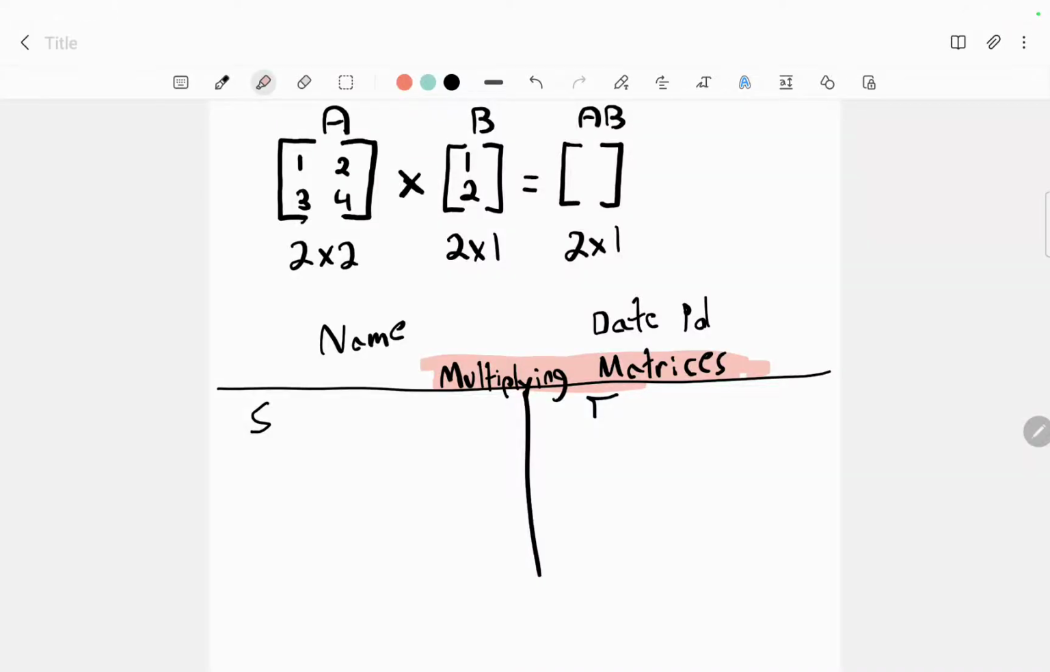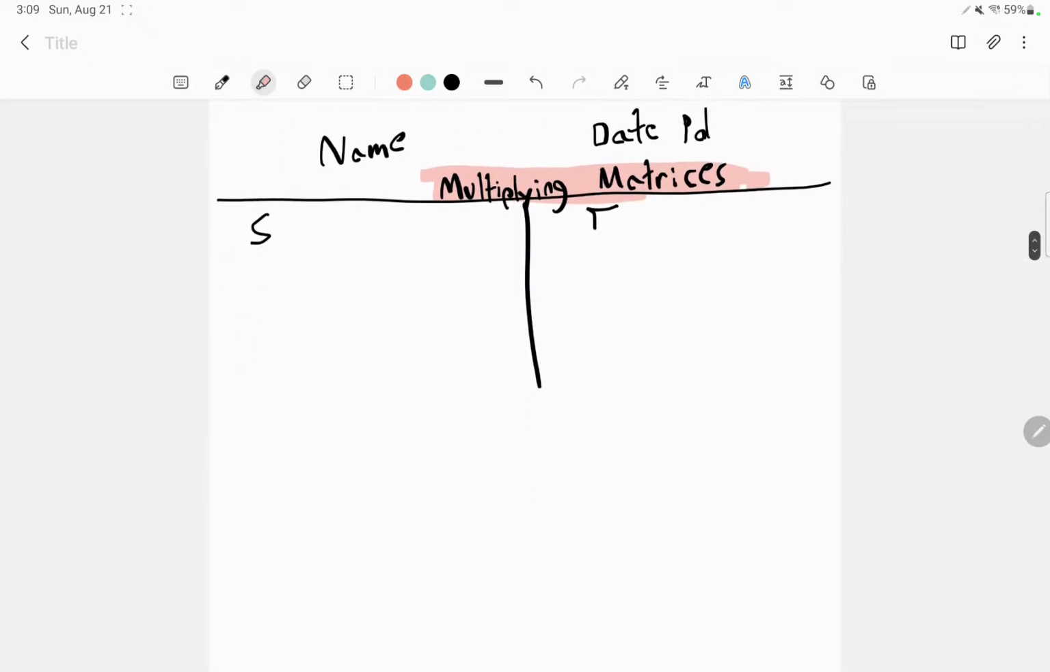Alright guys, we're going to start right away. Today we're actually going to be multiplying matrices. Make sure that's the title, like right there, that's the title. Don't forget to put your name, your date, your period. Now you're going to be doing S and T.